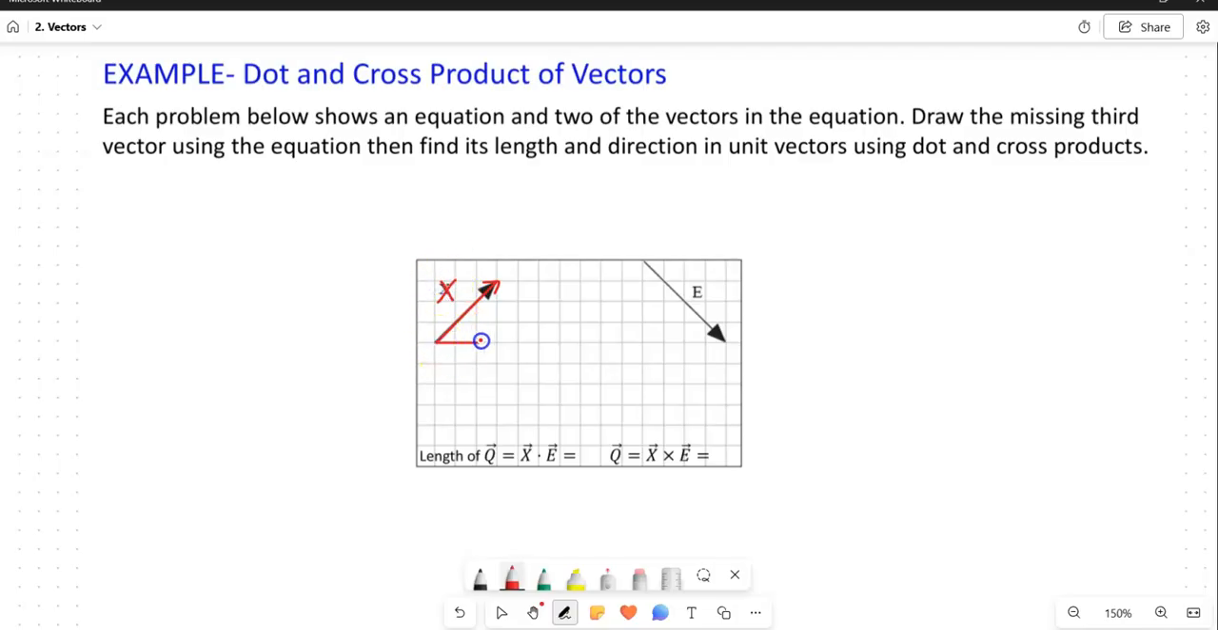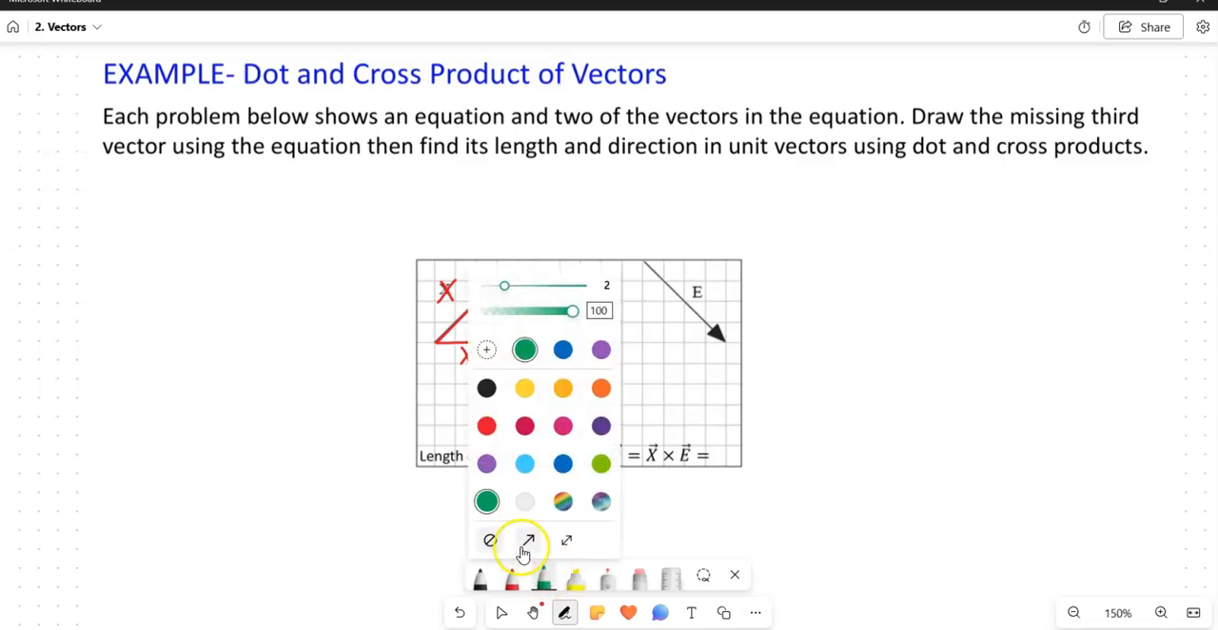Its x component is right here. And so this is the x component of x, which is positive 3. And the y component of x, which is weird, is also positive 3.